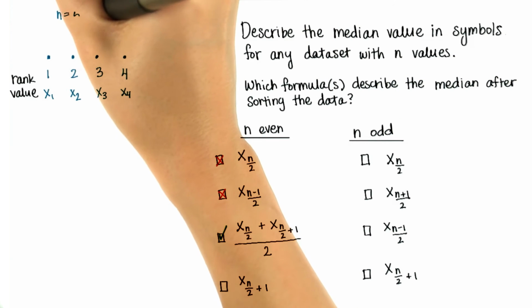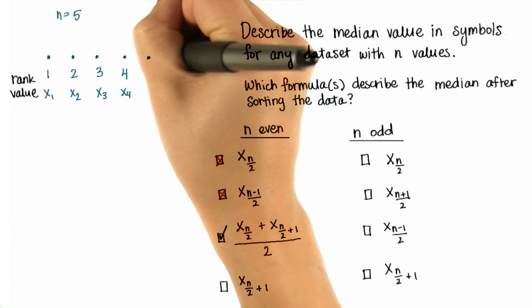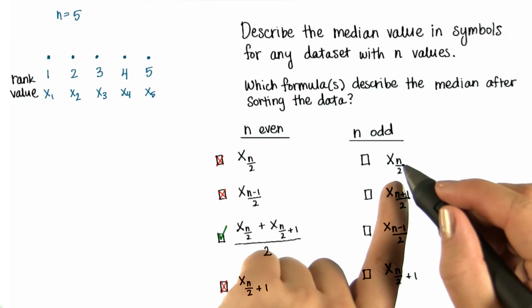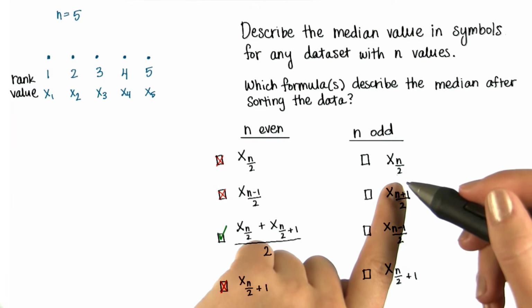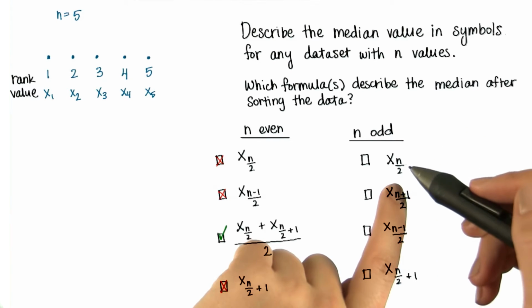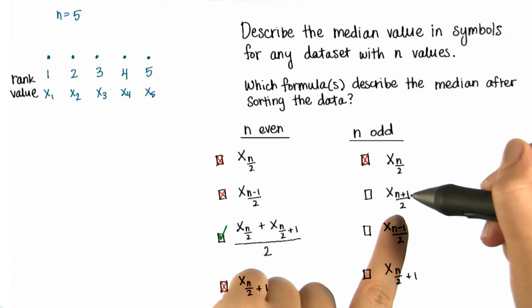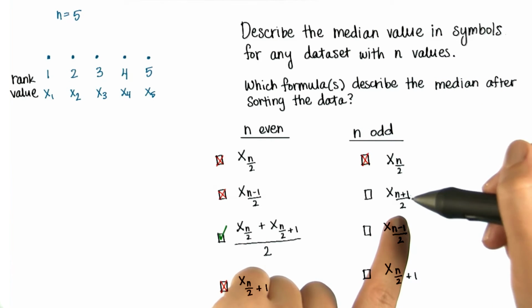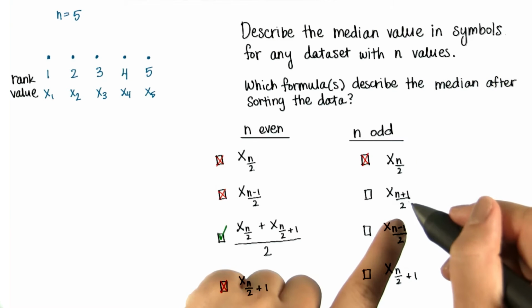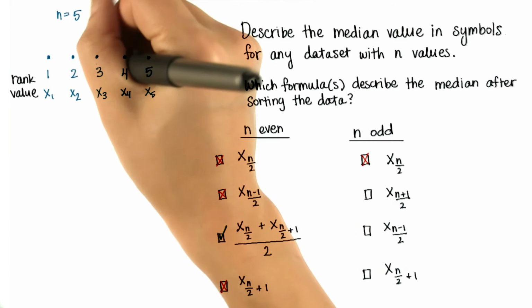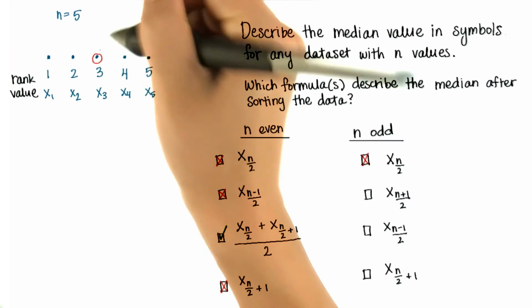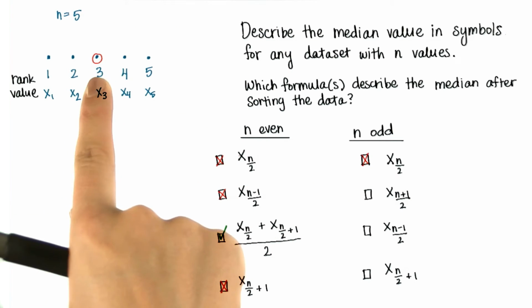Okay, let's say that n is 5. So we have 5 values in order. Can we divide 5 by 2? No. If n is odd, then we can't have a decimal rank. What about 5 plus 1 divided by 2? Well, that's 6 divided by 2, and 6 divided by 2 is 3. So that means we would get the value in the third rank. And that is the median.